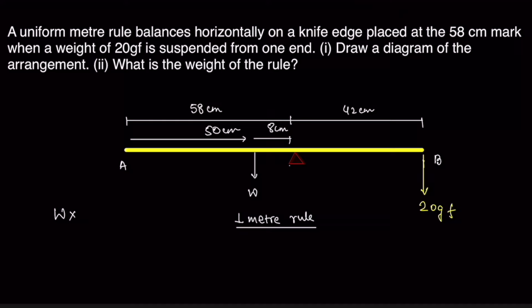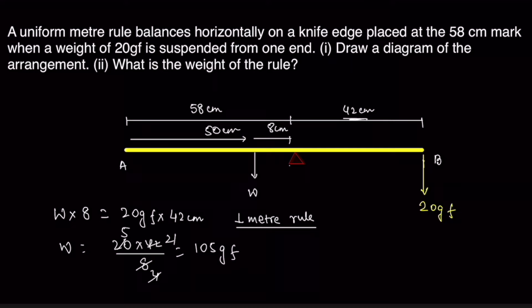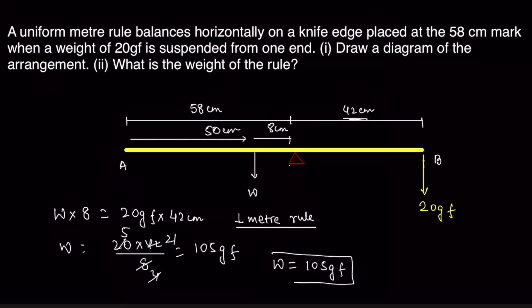So 8 into W is equal to 20 gf into the distance from the fulcrum, which is 42 centimeter. So W is equal to 20 into 42 divided by 8. 4, 21, and this is 5. So 105 gf. So the total weight of the ruler is 105 gf, and then the body is at the balance position.